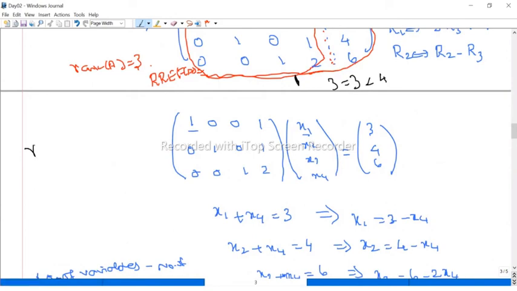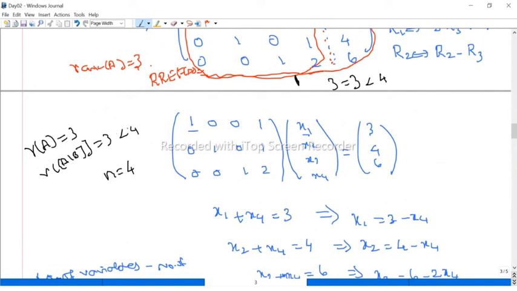Therefore, here the rank of the matrix A is 3. The rank of the augmented matrix is also 3. Therefore, both are equal, so definitely a solution exists. If they are not equal, a solution does not exist. But here they are equal. And what is n here? The number of unknowns is 4: x1, x2, x3, x4. Therefore, these two values are less than 4. By the theorem, the system has infinitely many solutions.